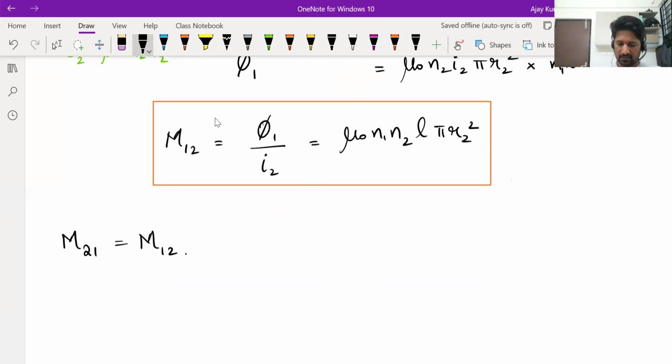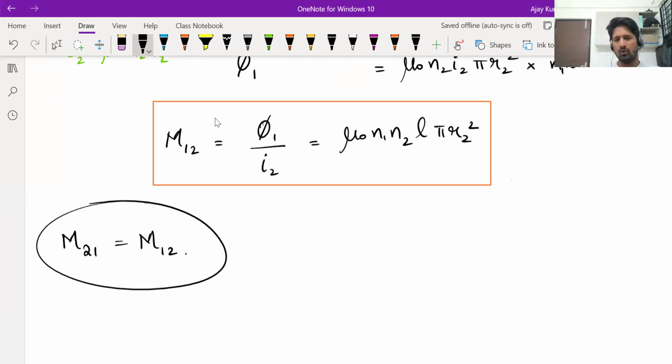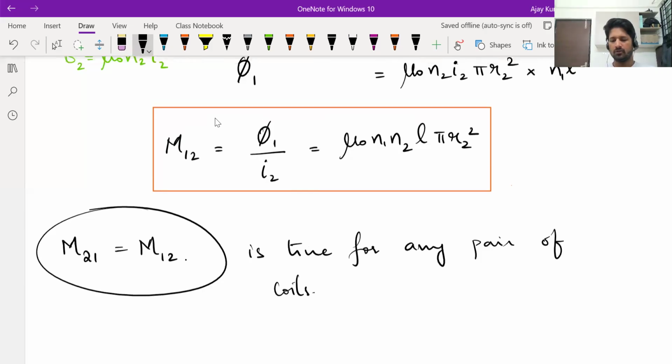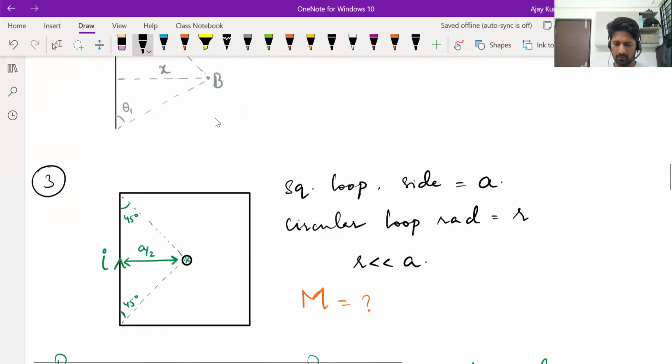Okay. And this result is true not only for this case. In this case, it's easy to derive. So we have done this. It's there in NCERT also. This result is true for any pair of coils. Okay. So you can go back to the problems that we solved before this.